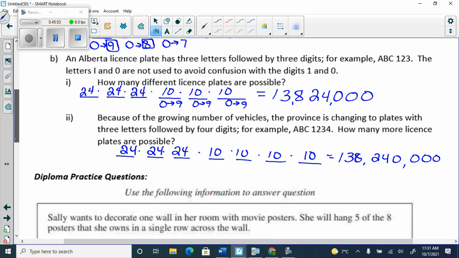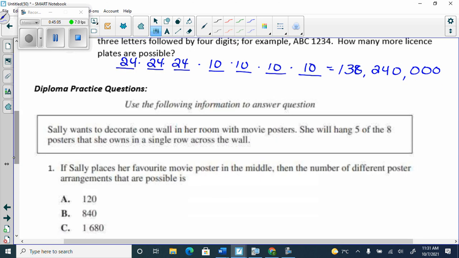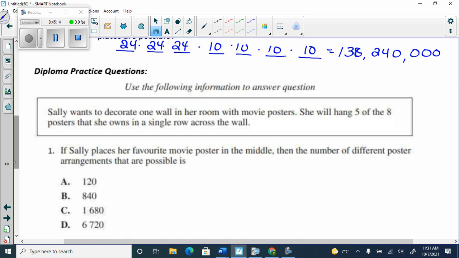Okay, then we have Sally wants to decorate one wall in her room with movie posters. She will hang 5 of the 8 posters that she owns in a single row. 1, 2, 3, 4, 5 of them in a single row. Does she have to hang 5, or could she hang 4? Or could she hang 6? She wants to hang 5. So we want this one and this one and this one and this one and this one.